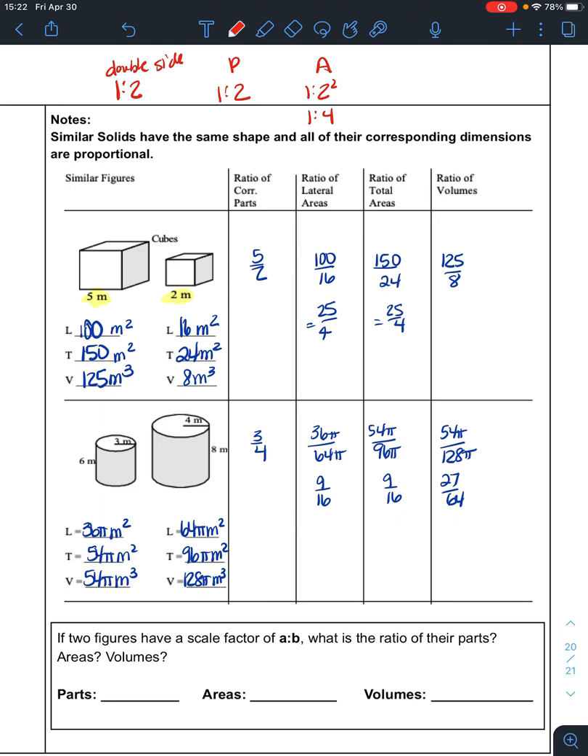If you look at your cylinders, we've got our heights and our heights, our radius and our radius. Our height would be 6 over 8, which would reduce to 3 over 4. Our areas are both in a reduced ratio of 9 to 16, and our volume is in a ratio of 27 to 64. So here's what I want you to see.